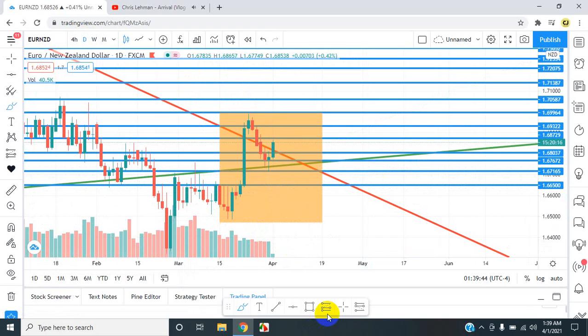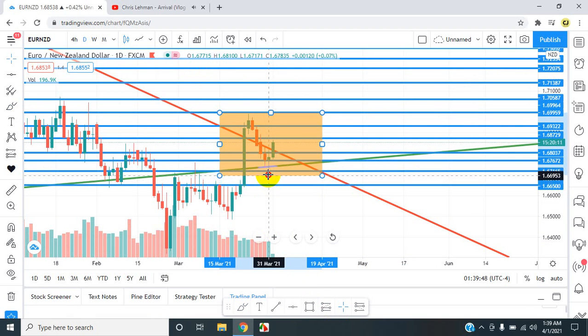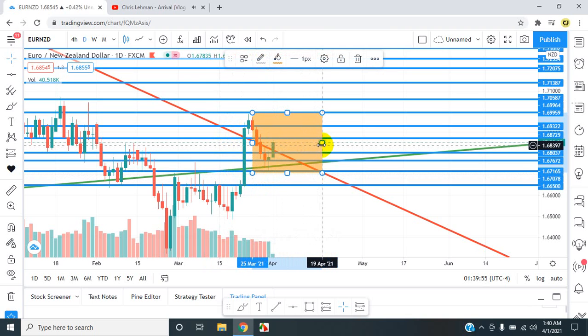So when we tighten our rectangle up, it will show us the area we're going to pay attention to. So this area right here is the area we're going to pay attention to, because this is the market. So whatever the market's going to do, it's going to do right here.